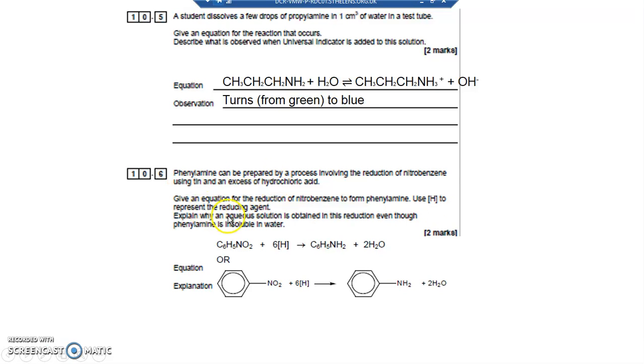Explain why an aqueous solution is obtained in this reduction even though phenylamine is insoluble in water. That's tricky, that. This is a base. NH2 is still a base, and the base will react with hydrochloric acid. And if this NH2 reacts with hydrochloric acid, that will make NH3 plus, take the H plus from the hydrochloric acid, NH3 plus and Cl minus. So it's going to make NH3 plus Cl minus, which is ionic and will dissolve in water. Tricky part of the question, that.